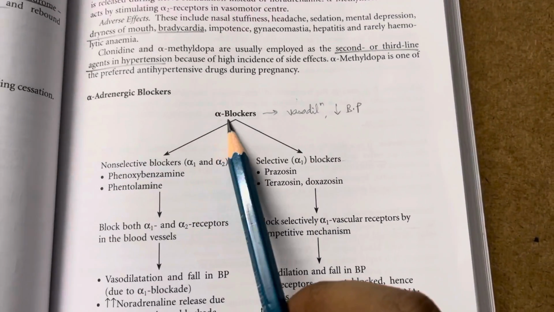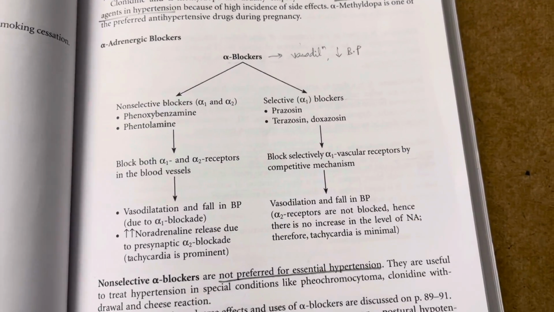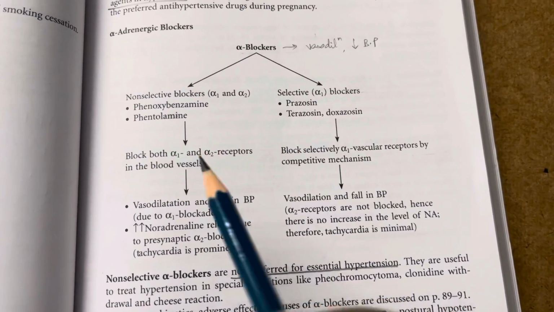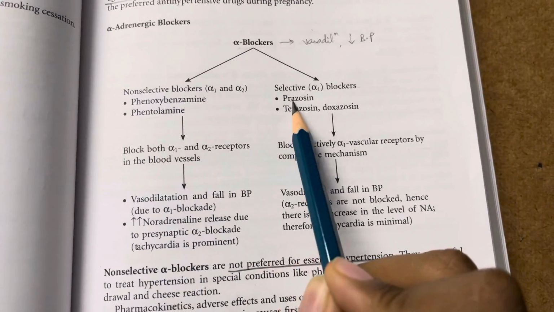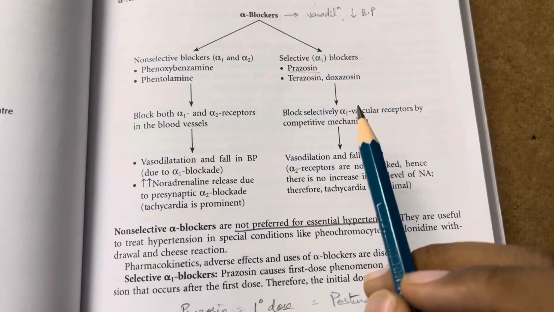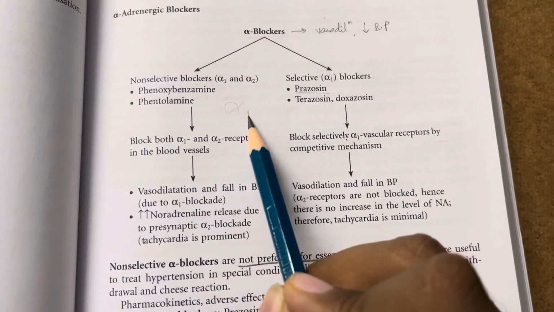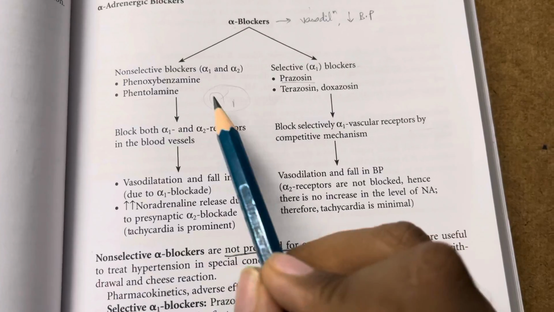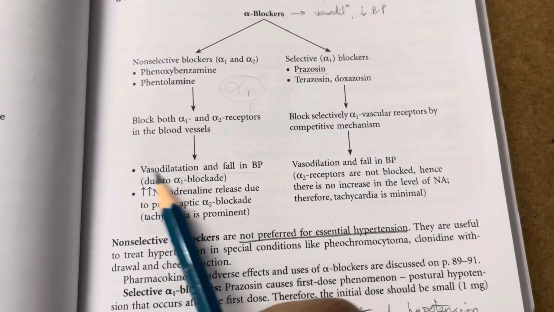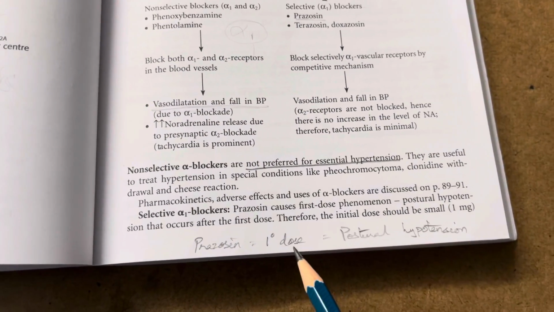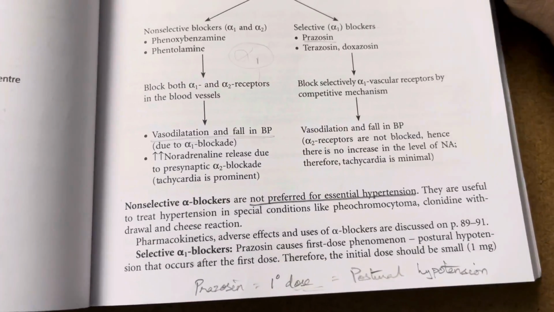Again, you have alpha adrenergic blockers, such as selective and non-selective ones. Non-selective ones include phentolamine, and selective ones include prazosin. They all block the alpha 1 receptors. When alpha 1 receptors are blocked, it causes vasodilation and a fall in the BP. Prazosin's first dose causes postural hypotension. It is selective.